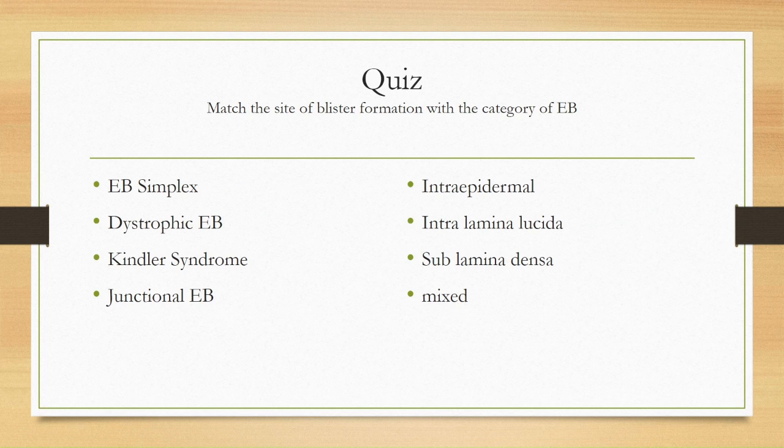All right, let's match these up. So where is the split for EB simplex? Think about it. Dystrophic EB? Kindler syndrome? Junctional EB? All right, we got it all. Ready? See if you're right. Good job. EB simplex here, intraepidermal. Junctional EB, intralamina lucida. Dystrophic EB, sublamina densa. And Kindler syndrome, mixed.